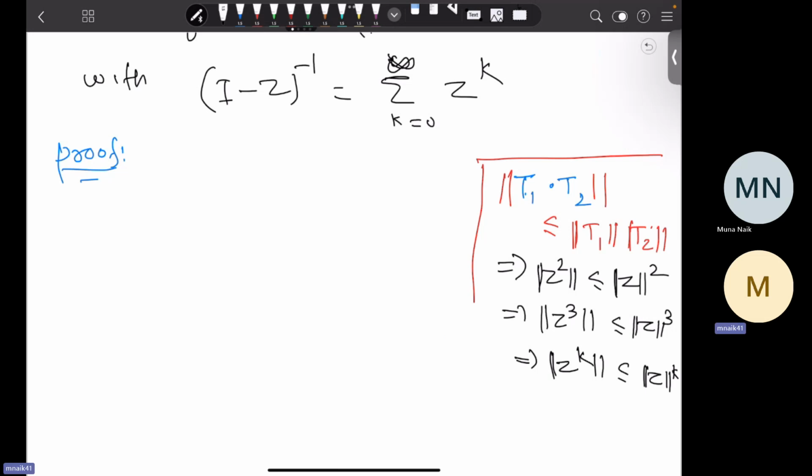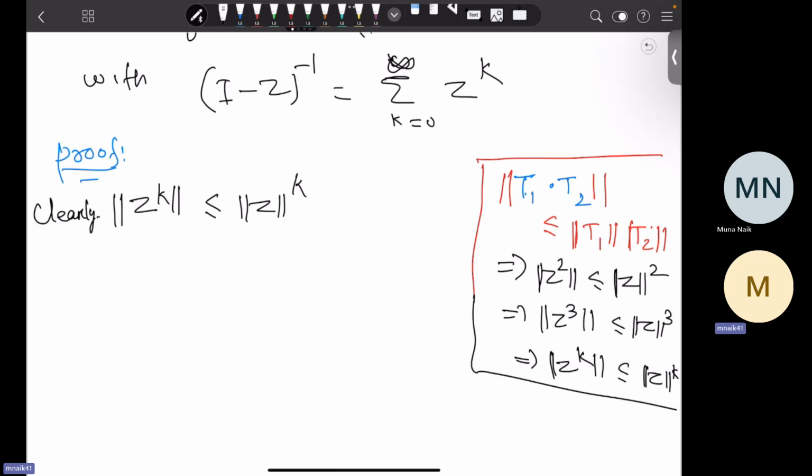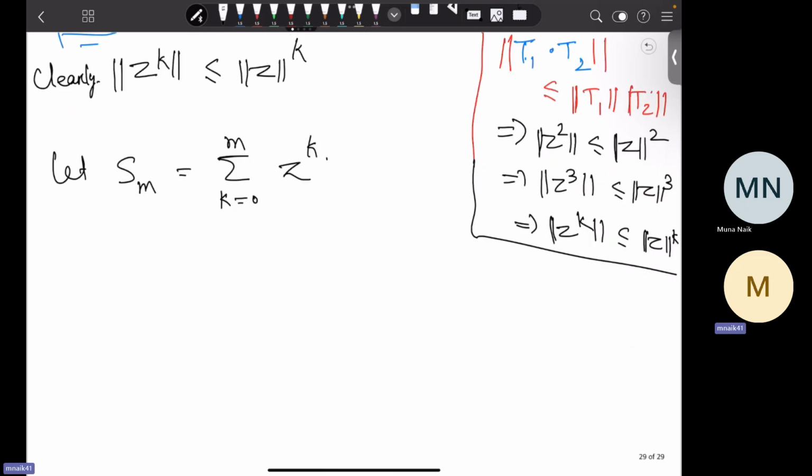Okay, so this is clear, right? Now the operator norm of Z^k, you will get that. So let Sm be equal to the sum from k equals 0 to m of Z to the power k. This belongs to M_n(R).